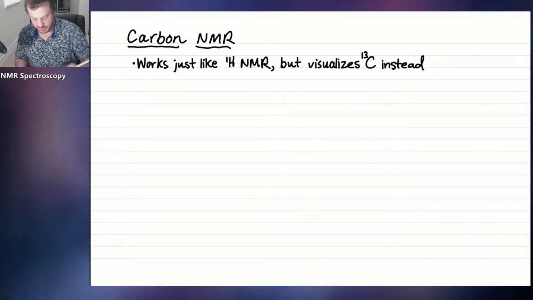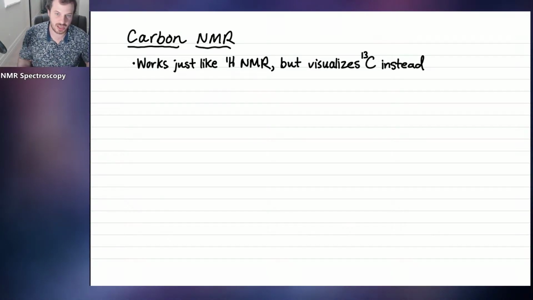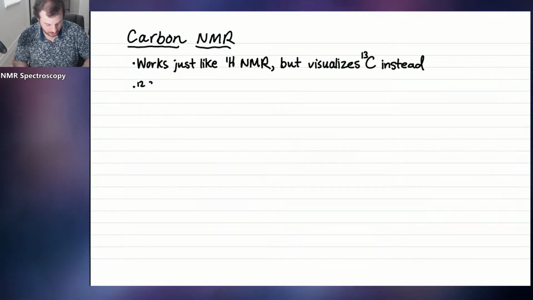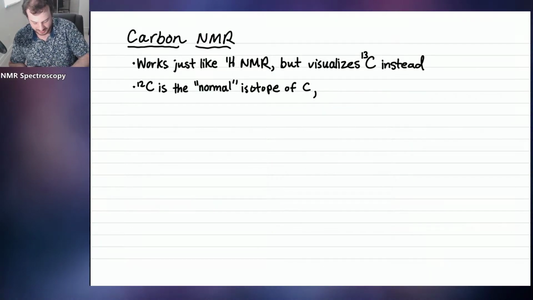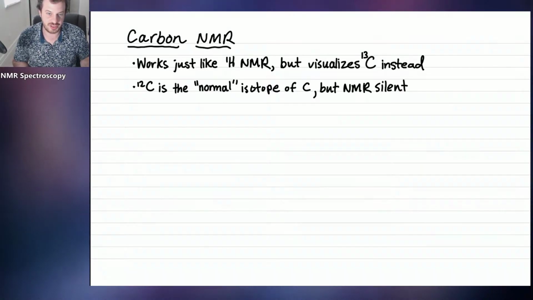And specifically, it visualizes C13. Carbon-12 is NMR silent, so you can't actually see carbon-12, but you can see carbon-13. So we can just mention that carbon-12 is the normal, the most common form of carbon. Call that an isotope. But it's NMR silent. It's invisible by NMR, so C13 is used.